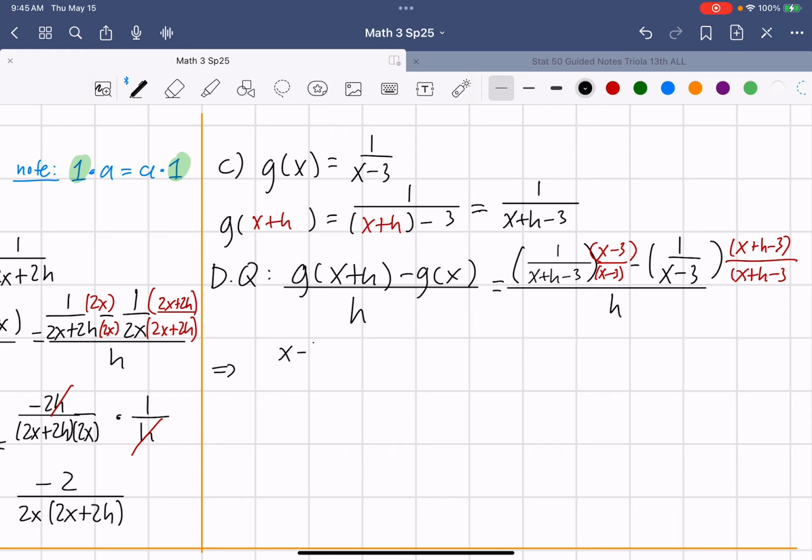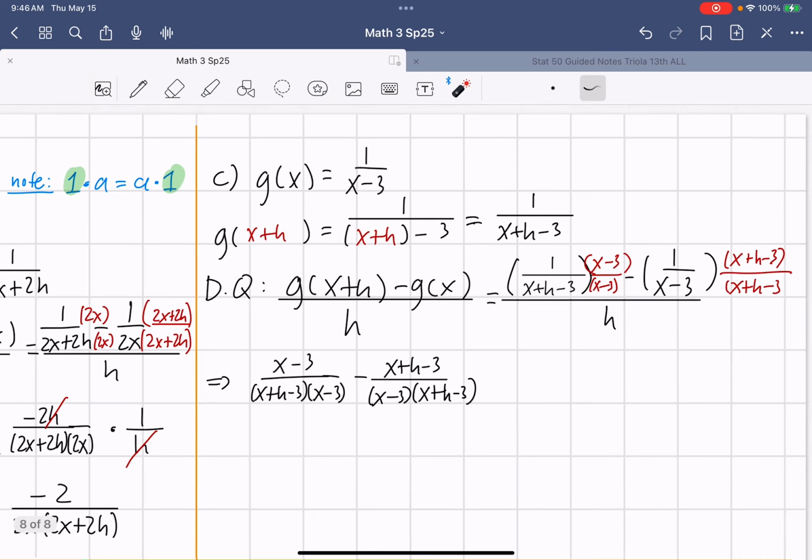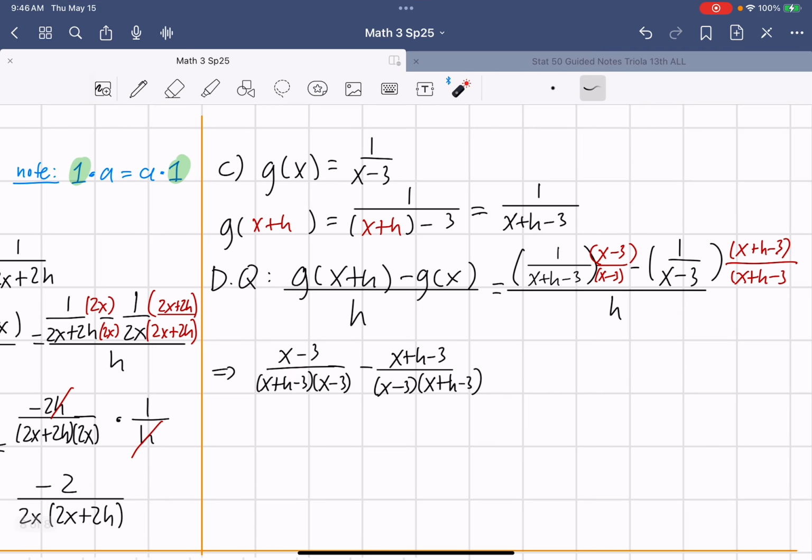So it's going to be x minus 3 all over x plus h minus 3 times x minus 3 is the denominator, minus this negative is going to eventually distribute, but it's just all x plus h in the numerator, x minus 3 times x plus h minus 3. And I know these are swapped. Look, x plus h minus 3, x minus 3, x minus 3 times x plus h minus 3. Remember, this is like saying a, b, b, a, right? A times b is the same thing as b times a. So they are the same.